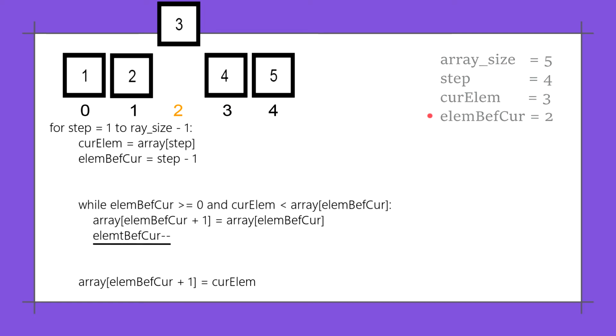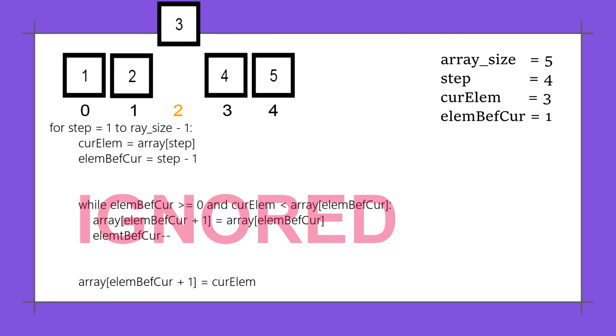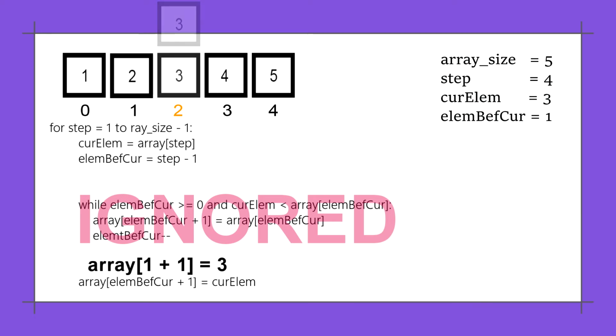We decrement the element before current variable. Now, the inner loop will run again if both of the conditions were true. First condition is still true because 1 is greater than or equal to 0. Second condition is now false because 3 is not less than 2. Therefore, we ignore the inner loop. Now, in the last code, the array at index 1 plus 1 is assigned the current 3. So as you can see, the unsorted array is now sorted.